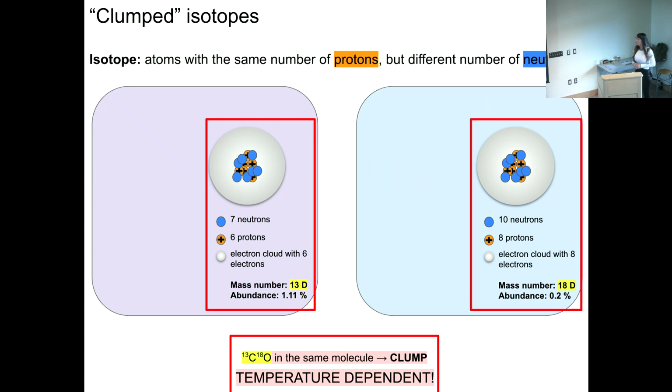These are very useful because they can actually occur together in the same molecule. So here you have a carbon-13 in the same molecule as an oxygen-18. That's what's referred to as a clumped isotope. So you have two clumped together in the same molecule, and how many of these occur within a sample is temperature dependent. So this is what we're actually looking for.